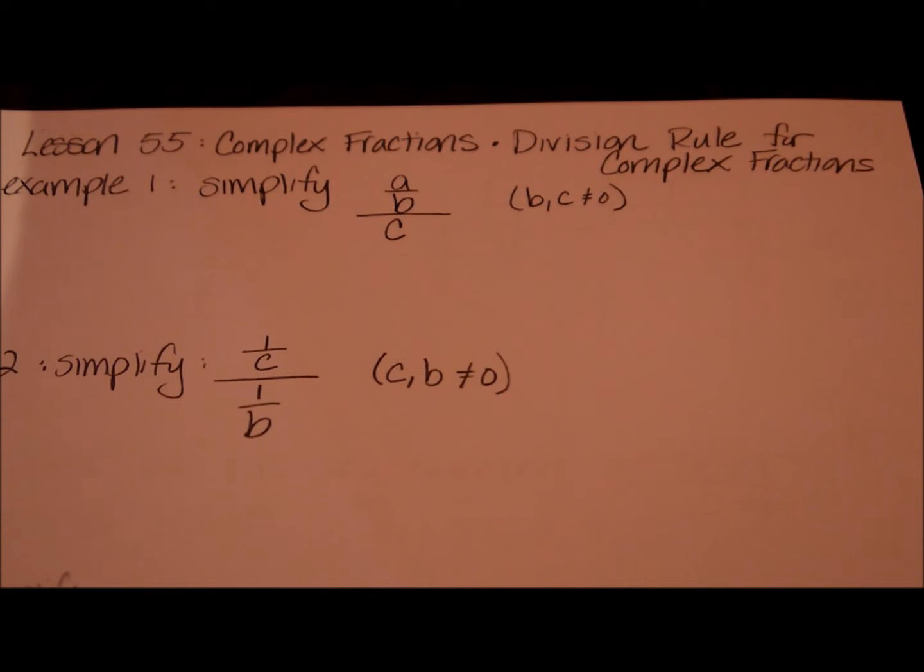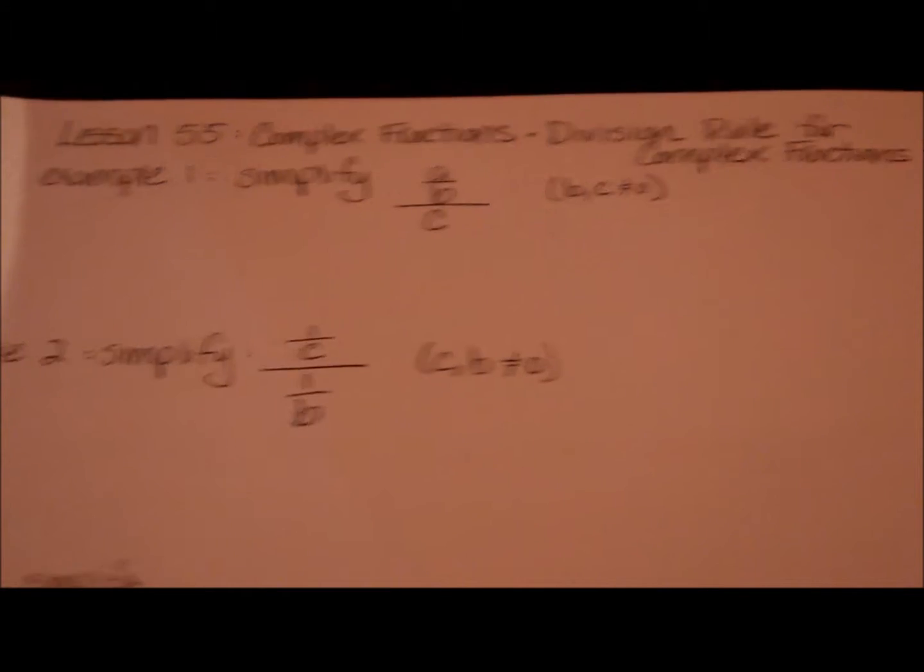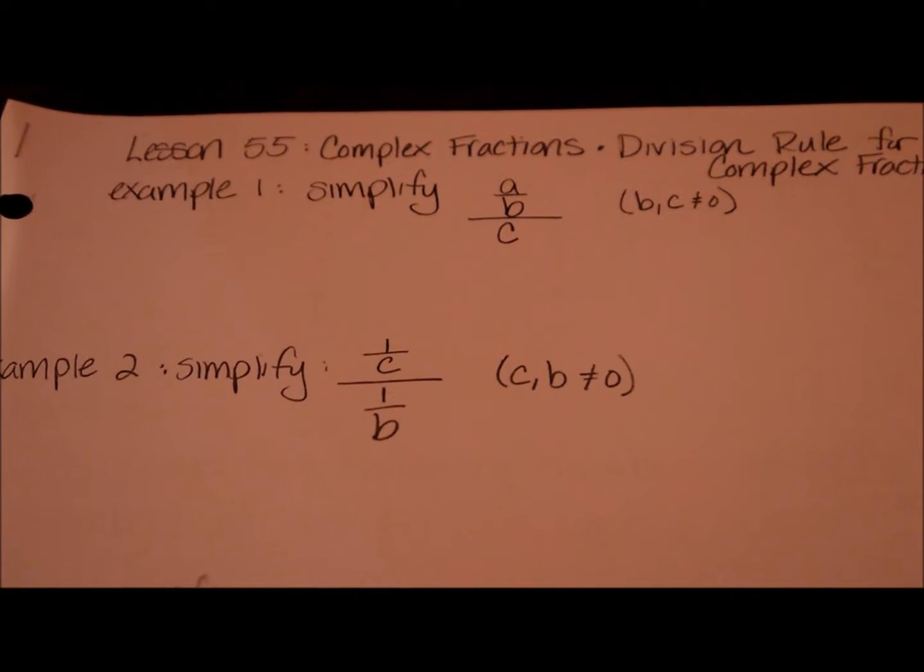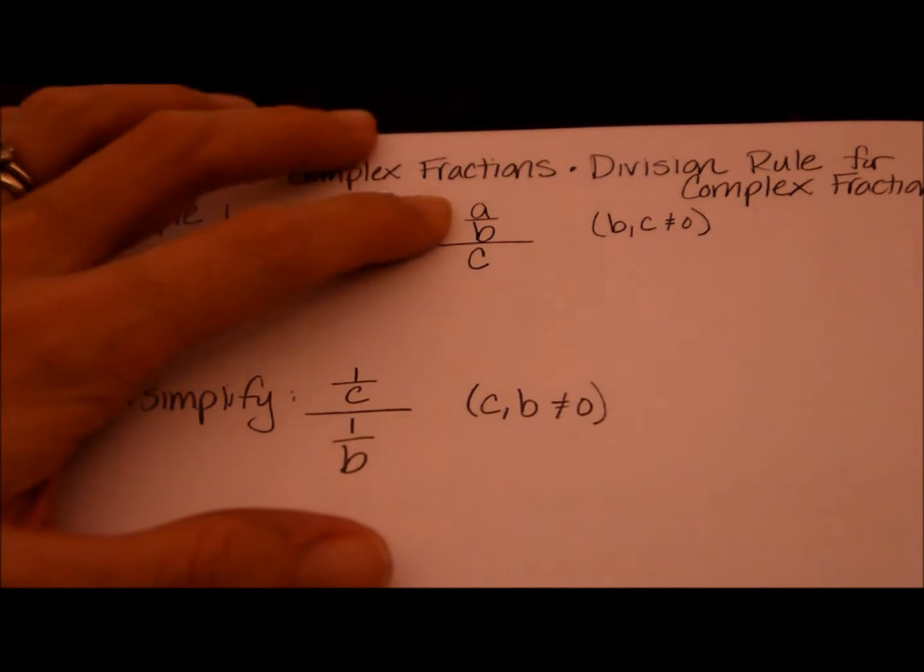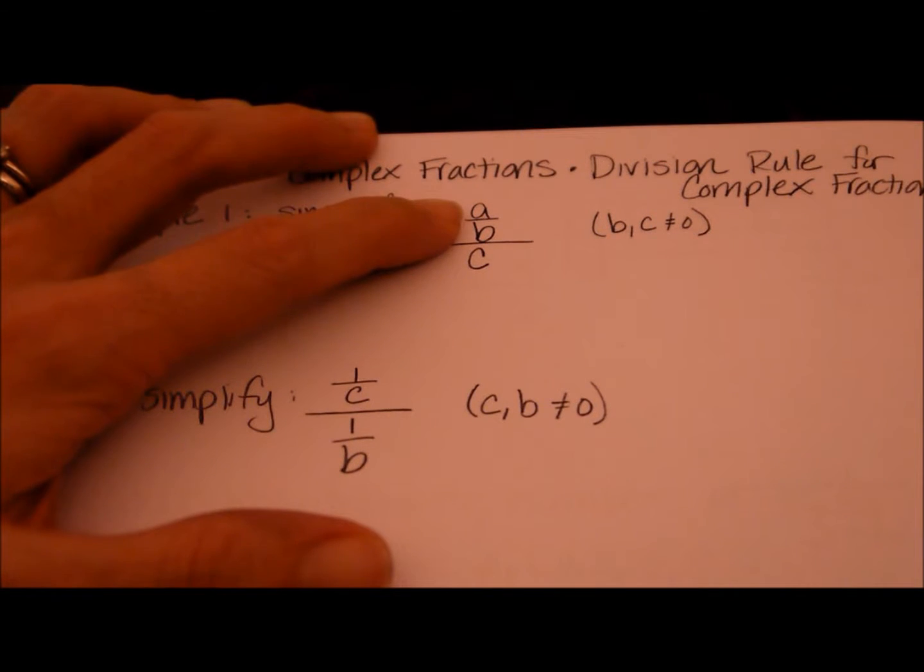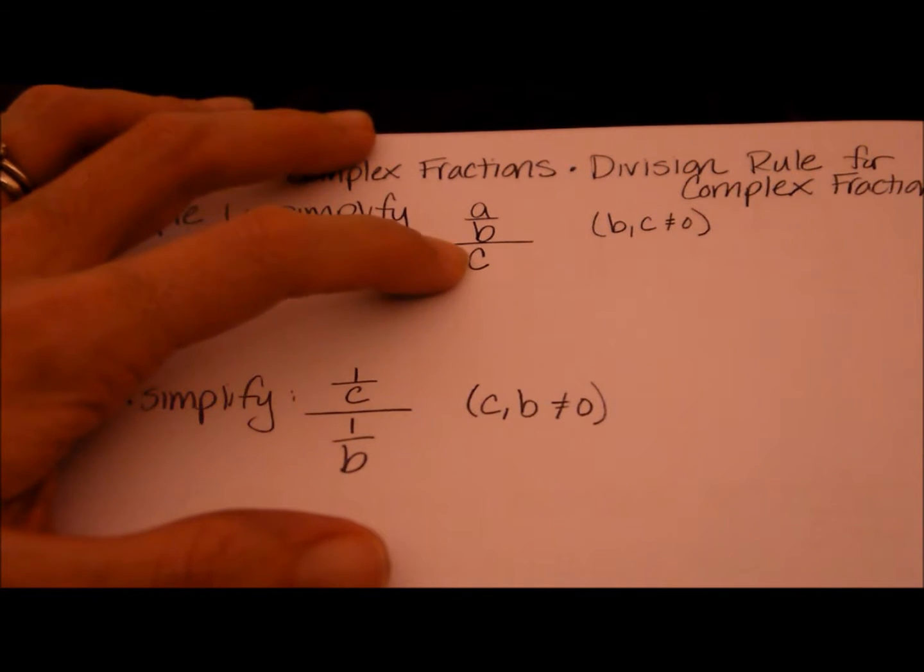Okay guys, this is lesson 55 and we are basically dividing fractions like you did in years past. This time we've got letters involved, so it's nothing to be scared of, and it's just the same rules that you already know. Okay, so they have this fraction, a over b over c. All that means is a over b divided by c.